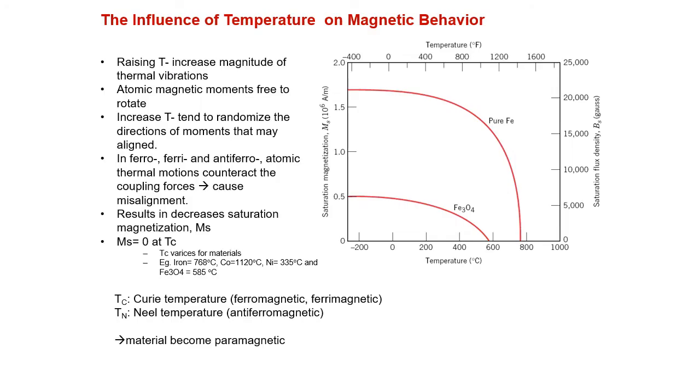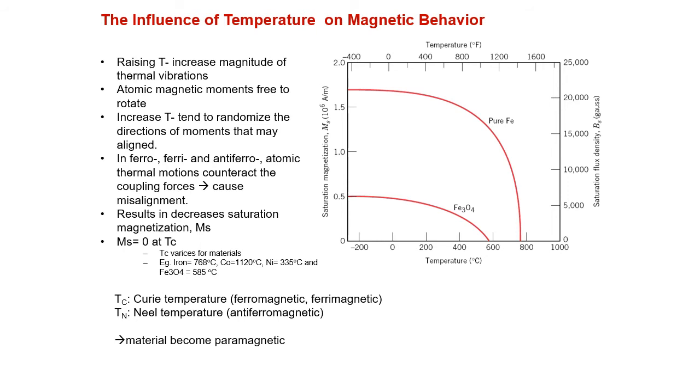The influence of temperature on magnetic behavior. By raising the temperature, it will increase the magnitude of thermal vibrations. Atomic magnetic moments are free to rotate, while an increase in temperature also tends to randomize the directions of moments that may align. So in ferro, ferri, and antiferromagnetic materials, the atomic thermal motions counteract the coupling force and cause misalignment.